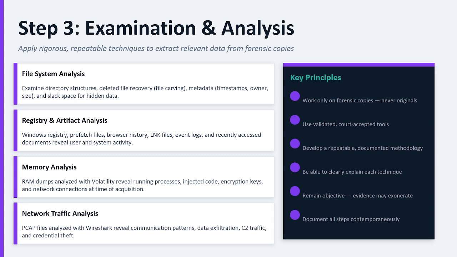So key principles from this: always work on copies, never the original. Can't stress that enough. Use validated, court-accepted tools. And this is a big one, which is very easy to gloss over. The reason you use FTK Imager over dd is that FTK Imager has a long history of being accepted by the courts as having been done a specific way, and the data backs up that this is a copy of the original. dd can do the same thing, but it's a lot more manual than FTK Imager.